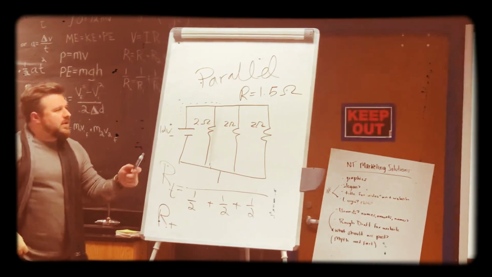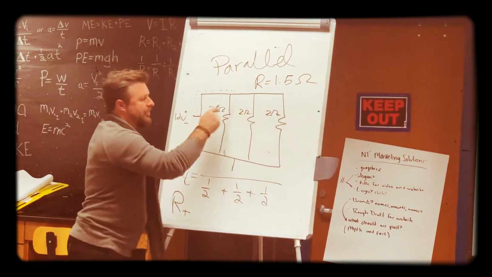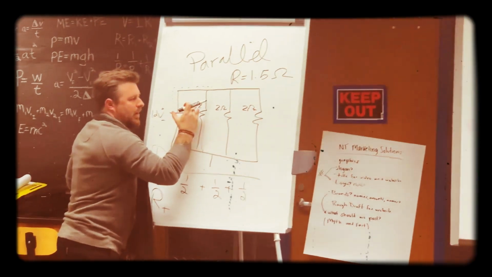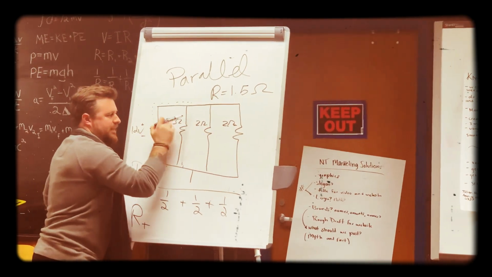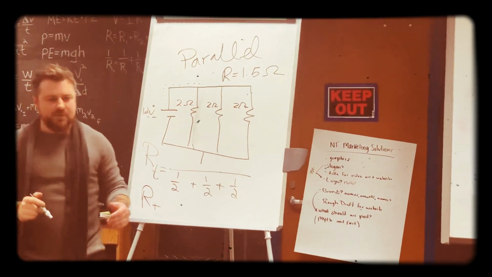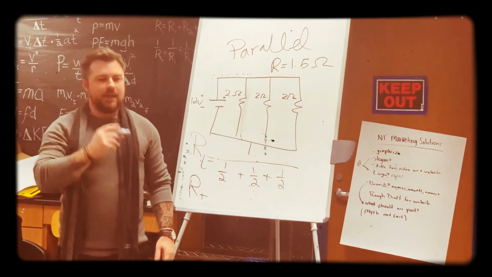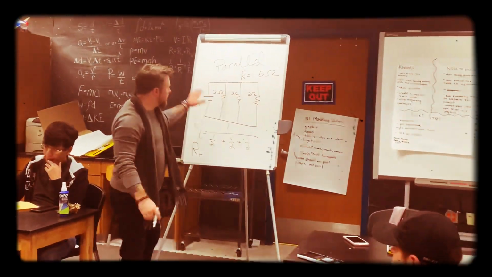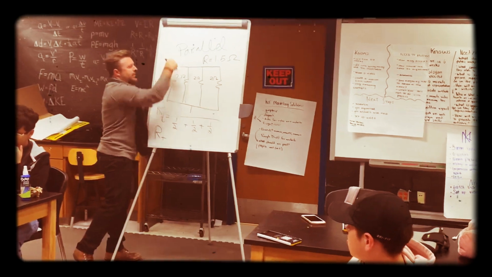So can anyone tell me why I might have less resistance, even though it's the same number of resistors and the same actual rating for the resistors, the same amount of ohms? Yeah, right? And we're going to see that when we build these circuits. This is the parallel circuit.